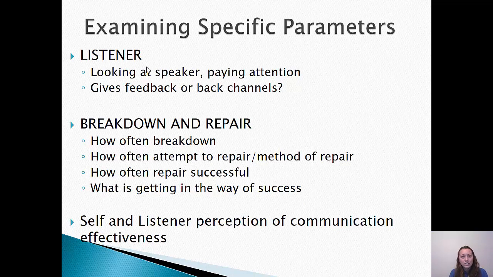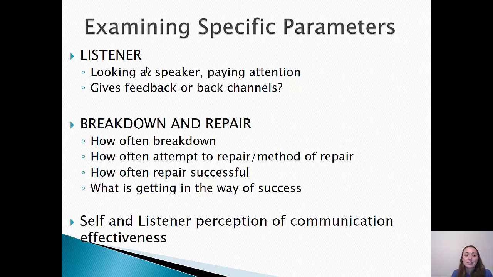You see, this is exciting to me because this is intervention. This is what we do with our patients. We actually impact their communication exchanges with people. Things we can work on or examine. Listeners, looking at the speaker, paying attention, giving feedback instead of just saying, what? Huh? That doesn't help. We know that. Breakdowns and repairs. Things we can notice.